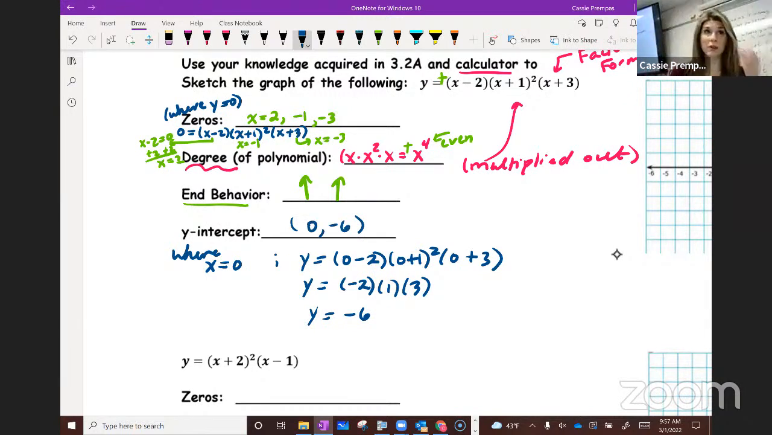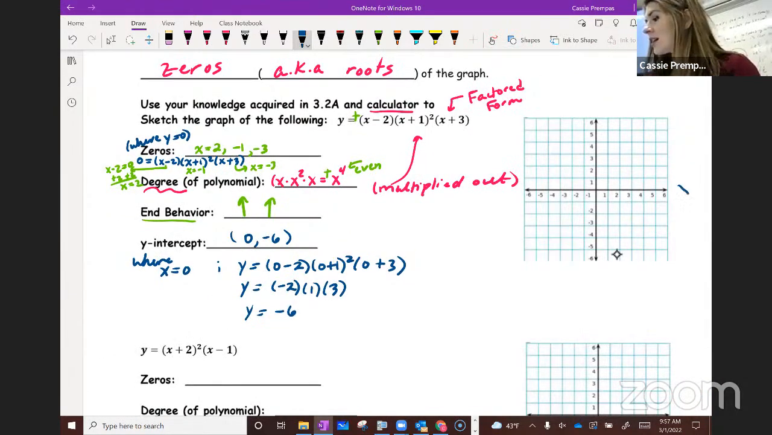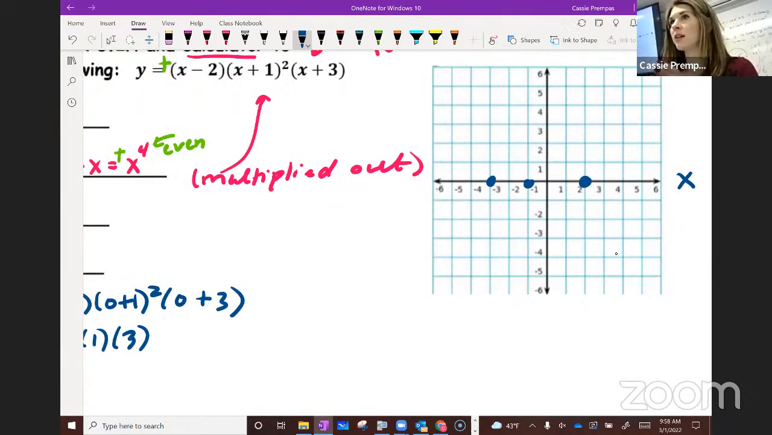Now I'm going to use this information to create the graph of this equation. The first thing I'm going to start with are my zeros. I know where this graph crosses the x-axis. It's going to cross at 2, at -1, and at -3. Those are the only places the graph crosses the x-axis, so I know the ends of the graph. There's no other zero to the left of -3, so at that end the graph is going to go up. Same with the right side: there's no other zero after 2, so that end is going to go up.